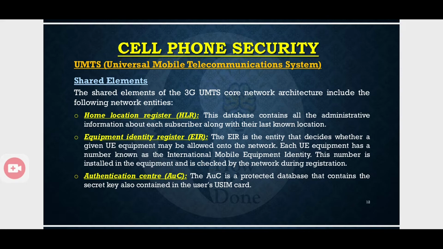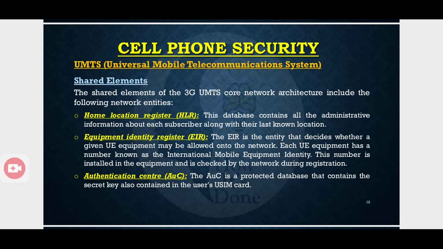It is the entity that decides whether a given UE equipment may be allowed onto the network. Each UE equipment has a number known as International Mobile Equipment Identity. This number is installed in the equipment and is checked by the network during registration. So, ഓരോ പർട്ടിക്കുലർ എക്യുപ്മെന്റിനും ഒരു ഇന്റർനാഷണൽ മൊബൈൽ എക്യുപ്മെന്റ് ഐഡന്റിറ്റി ഉണ്ട്.